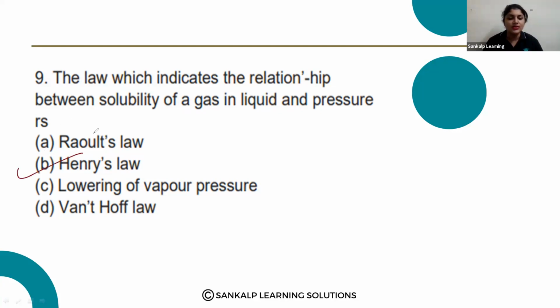Then there is also Raoult's law. It tells you about volatile liquids, that the partial pressure of the volatile liquid is directly proportional to the mole fraction present in the solution. Lowering of vapor pressure is not a law, it is a colligative property, so that is also wrong. Strike it out. And Van 't Hoff's law is also wrong.